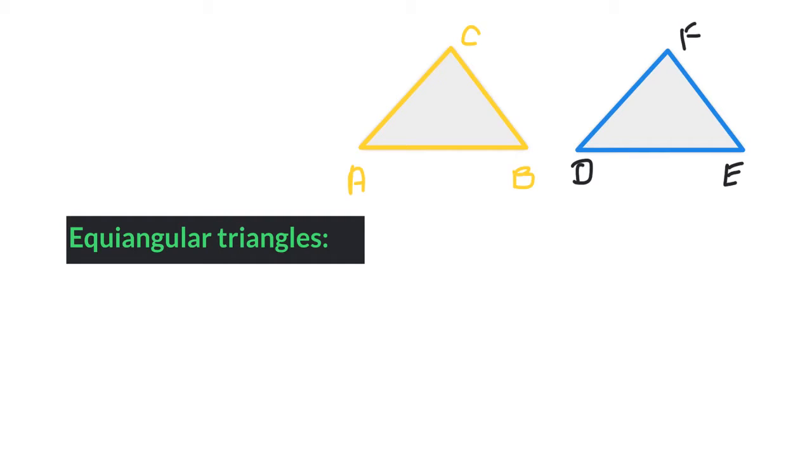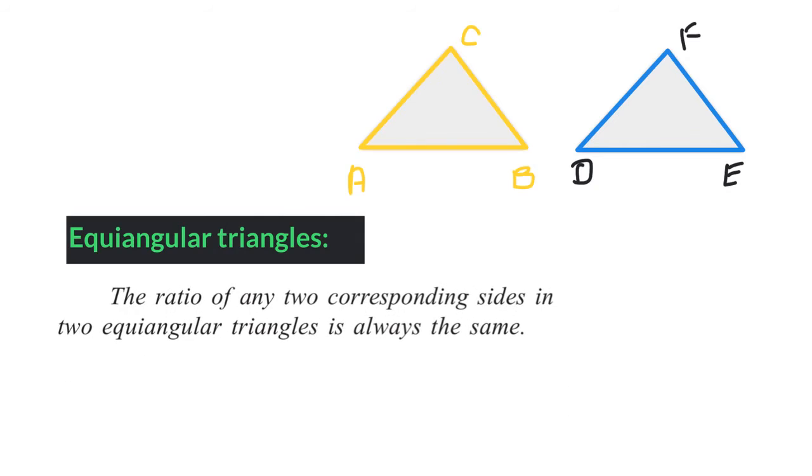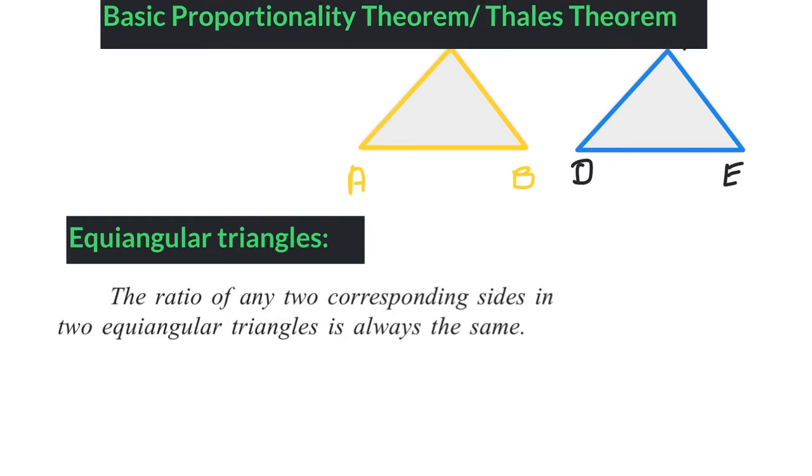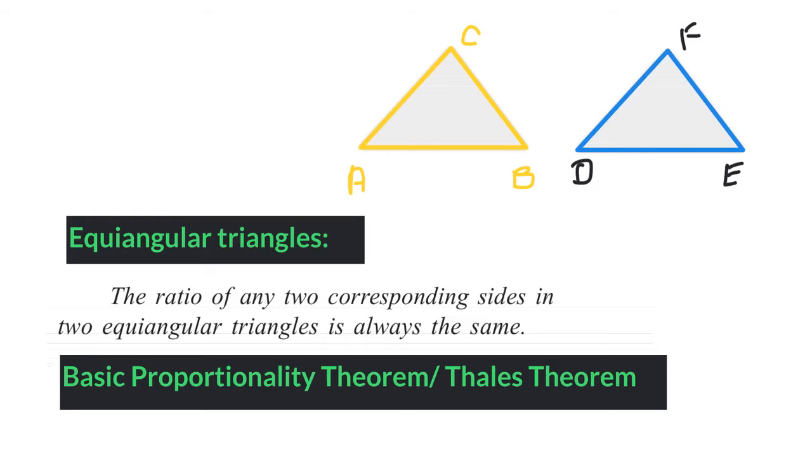In equiangular triangles, the ratio of any two corresponding sides in two equiangular triangles is always the same. Now this is a rule. In equiangular triangles, the ratio of the corresponding sides will always be the same, and this is known as the basic proportionality theorem, or it is also called Thales theorem. Now let us try to understand some theorems on similarity of triangles and let's see how to prove them.